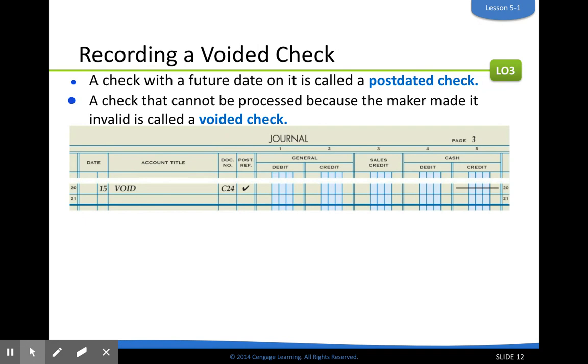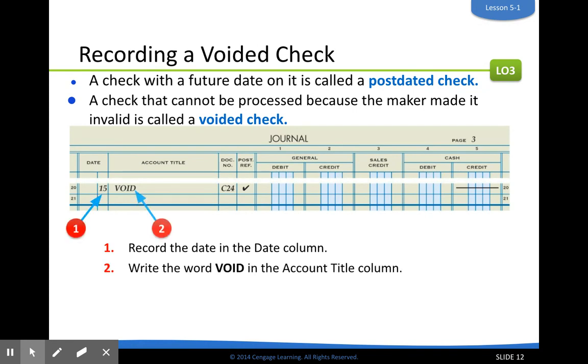A voided check is a check that cannot be processed by the bank because for some reason it is invalid. We'll talk about different reasons that it could be invalid. But if there's a voided check, we still want to show what happened to that check. In this situation, check number 24 was voided. We don't want our journal to say check 1, 2, 3, check 22, check 23, then jump to check 25, because we'll wonder what happened to check 24. So we still need to record a voided check, even though nothing was ever done with it. It was never cashed. So we go through the dates as normal.